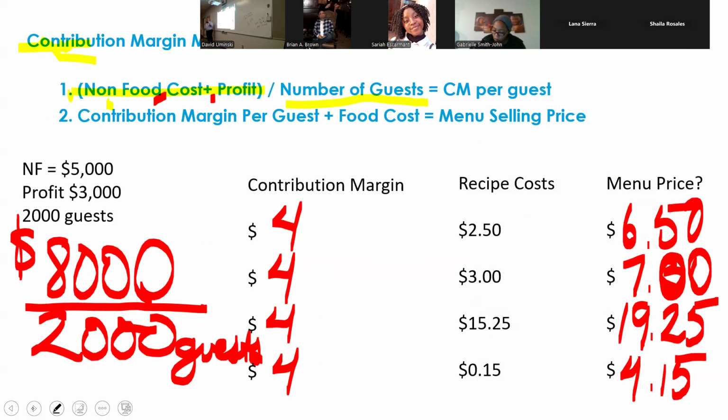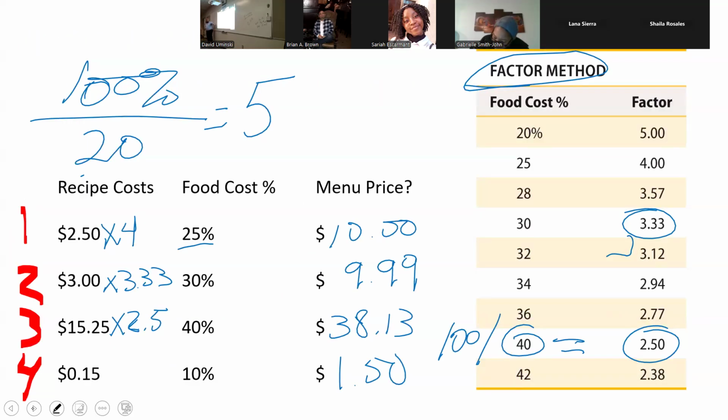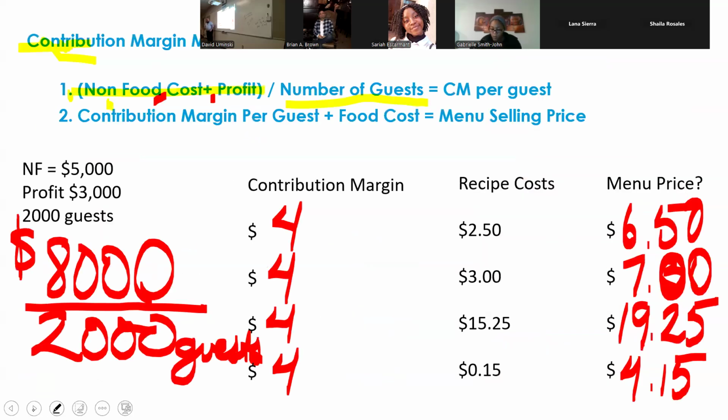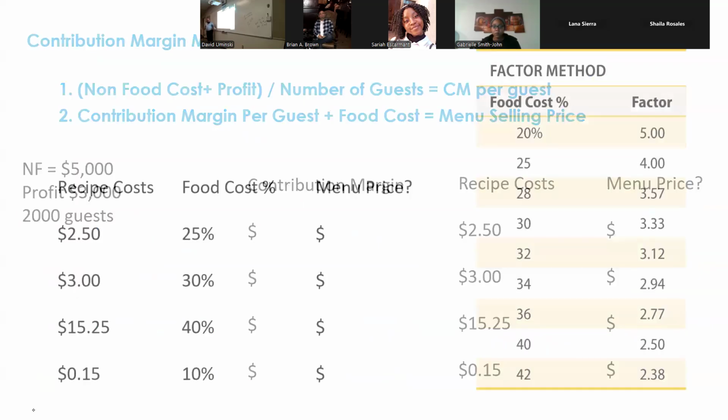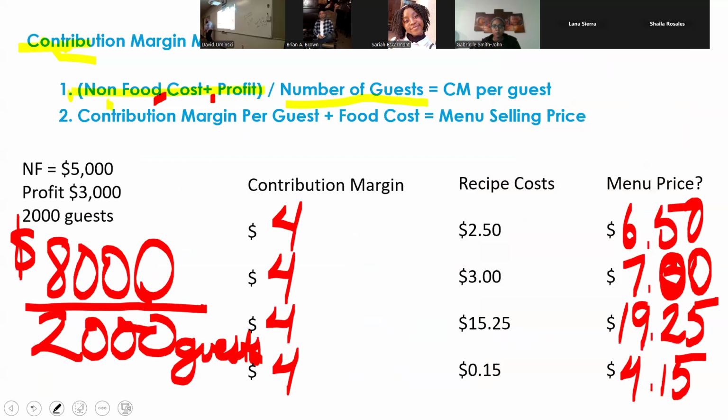3 is one of them, correct? So for 3, we go from $38.13 using our factor method to $19.25. Okay? What's the other one? Number 4, right? We go from $1.50 to $4.15, probably a beverage.